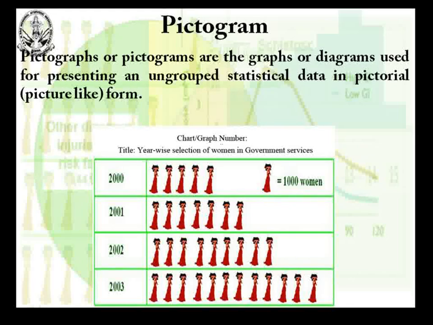In the same way, here you can see chart or graph number, then year-wise selection of women in government services. Different years are given. Each woman picture is taken as equivalent to 1000 women. So in 2000, 5000 women were selected. In 2001, 7000. In 2002, 9000. And in 2003, it's 12,000. This type of presentation is called a pictogram or pictorial presentation.